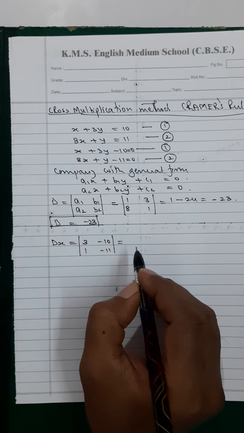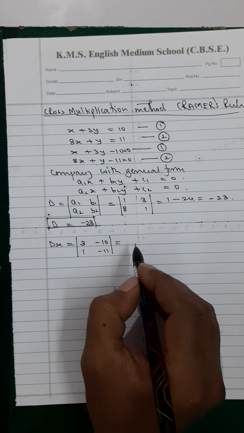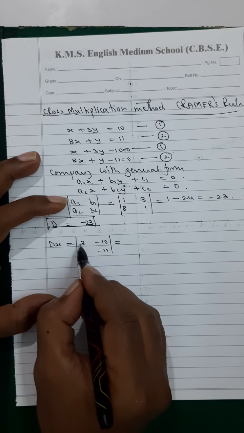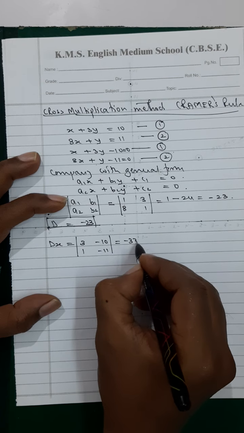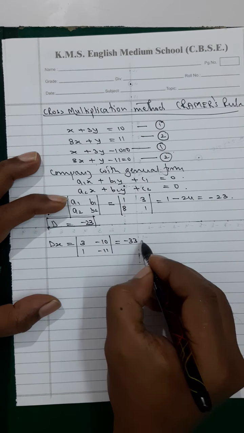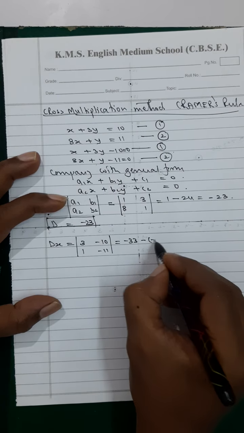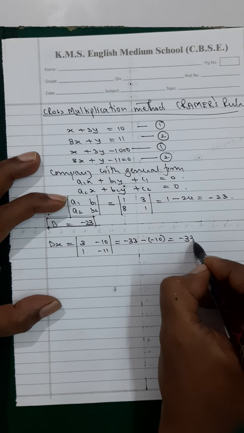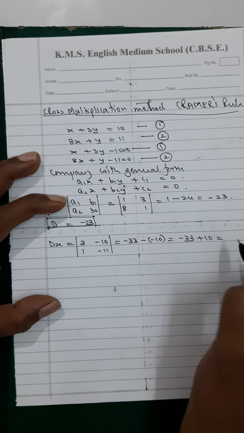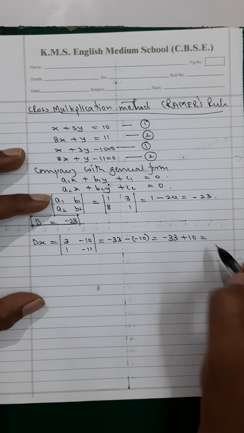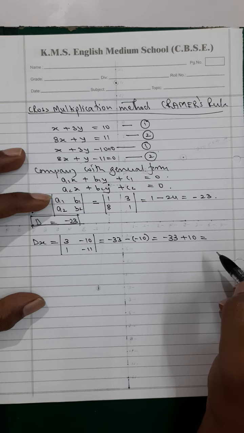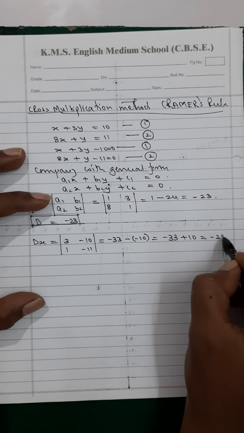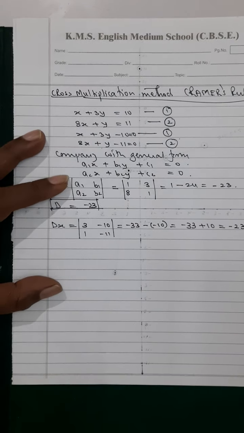So this will be equal to 3 into minus 11, minus 33, minus sign is there, 1 into minus 10, minus 10. So this will become minus 33 plus 10. Oh my god, this is going to be still minus 23. Okay, fine, let us see.